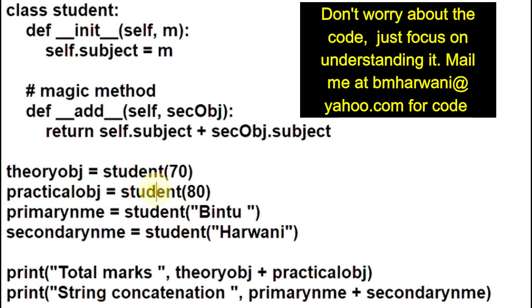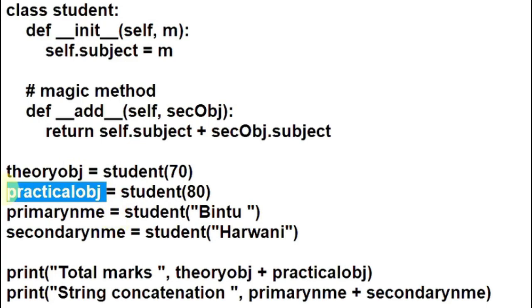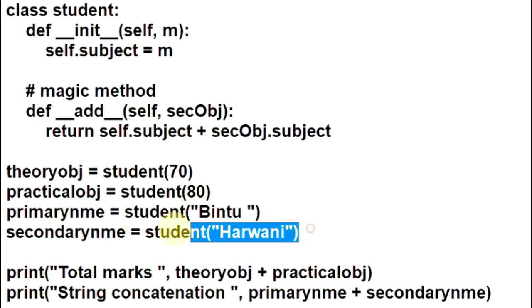Thereafter, the control will jump over here. You are creating another object practical obj and you are passing value 80. This 80 will be assigned to the m parameter, and from there it will be assigned to the subject attribute, and this subject is the instance attribute of this instance, practical obj. After that, forget about these two things.